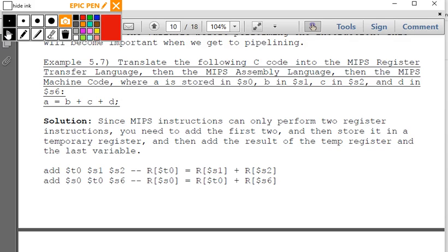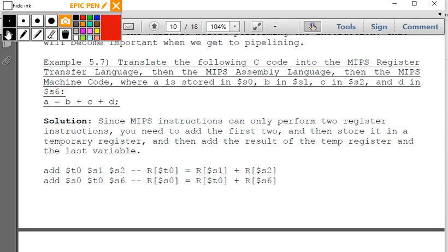So our constraint in MIPS is that an R-type instruction can take two variables, perform an operation, and store it in the third register, correct? That's the definition of an R-type instruction. But here we're trying to add three numbers, three integers in this case. So what we need to do is we have 8 saved temporaries, right? But then we have 16 other temporary registers that we don't allocate to variables.